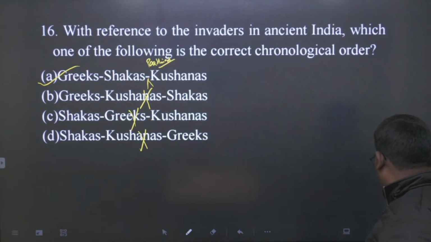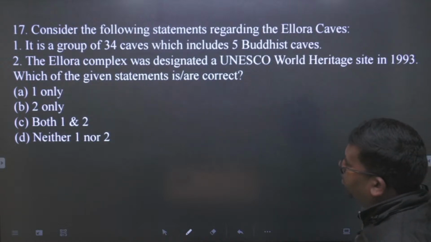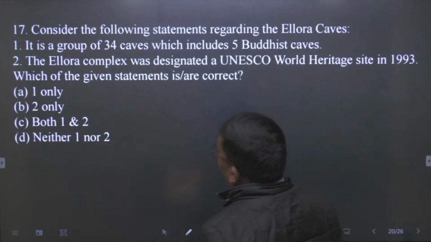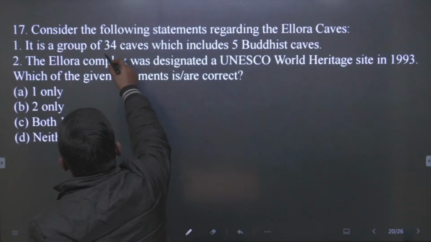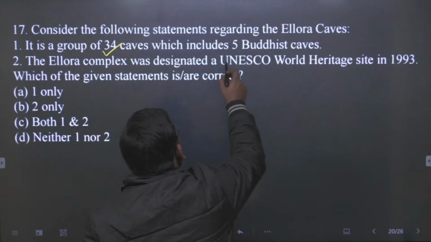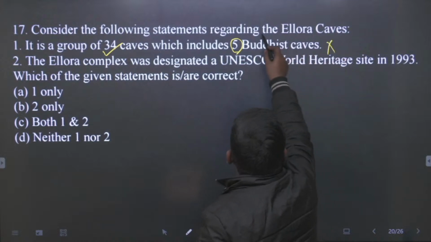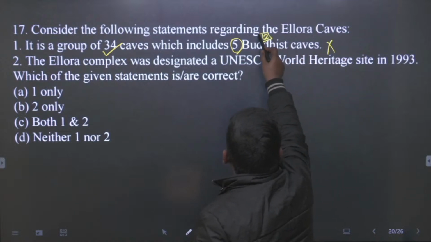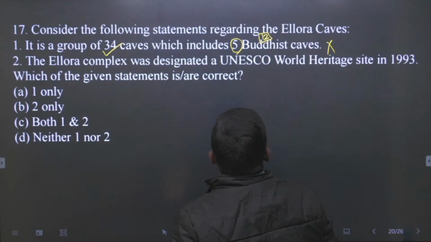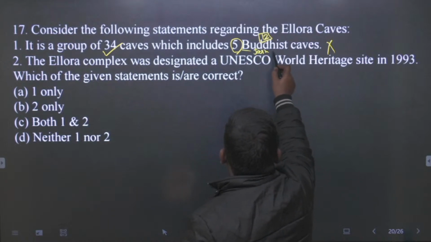All right. Then the next point is consider the following statements regarding the Ellora caves. So what is this one? It is a group of 34 caves. True. There are 34 caves, which includes 5 Buddhist caves. False, because it has 12 Buddhist caves. 12 Buddhist caves and 5 Jain caves. So statement 1 is false.